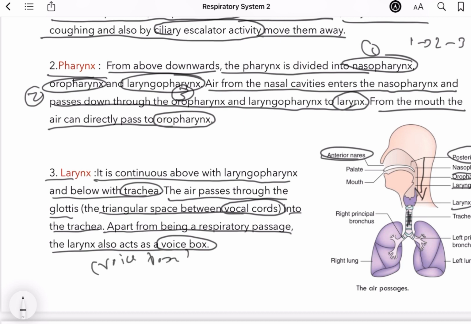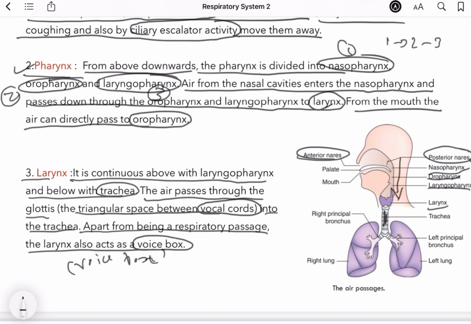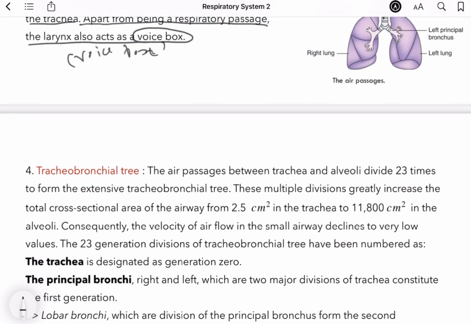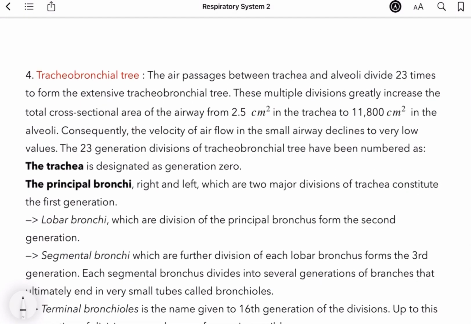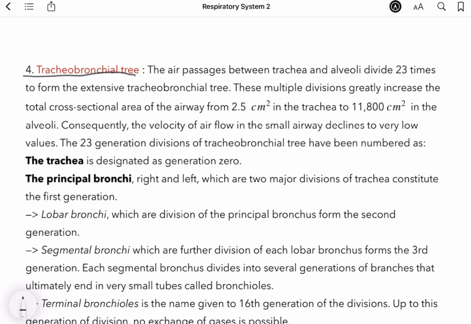Many times, the question you have seen in the earlier classes also, and it is asked many times, is what serves as both airway and foodway. Then it is the pharynx, and only airway, that is the larynx, that is the voice box. So it comes to the trachea. Now next, this is an important topic, that is the tracheobronchial tree.